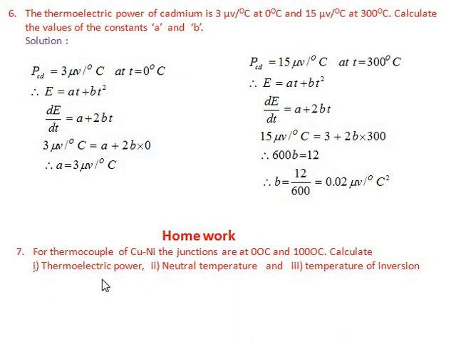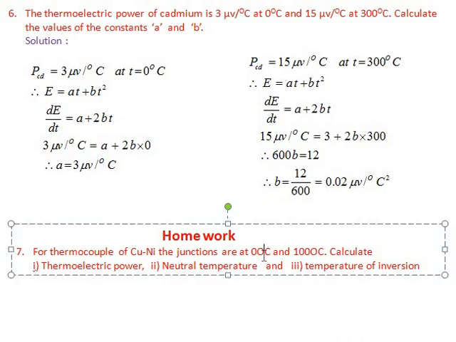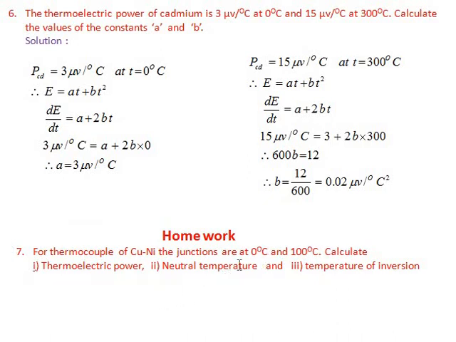Now another homework. For a thermocouple of copper nickel, the junctions are at 0 degree Celsius and 100 degree Celsius. Calculate thermoelectric power, neutral temperature and temperature of inversion. Okay, you have to find this.